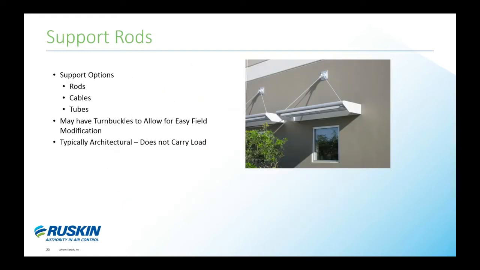Mentioning support rods and cables and tubes are an option, and that can be used to complement a sunshade, but we really don't talk about them being their own basic component. They're mostly just aesthetic. Rods or tubes may have turnbuckles on them to allow for easy installation and field adjustment without sagging.